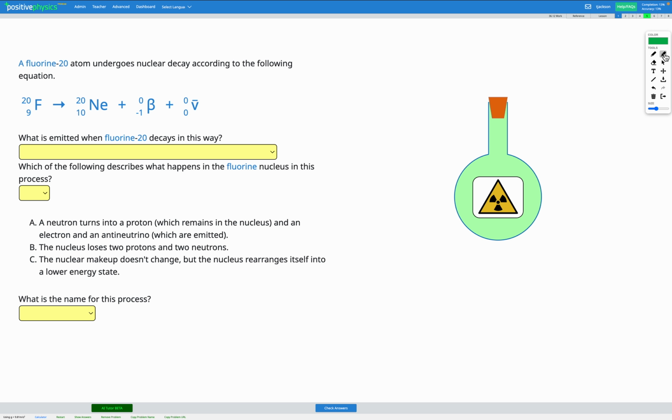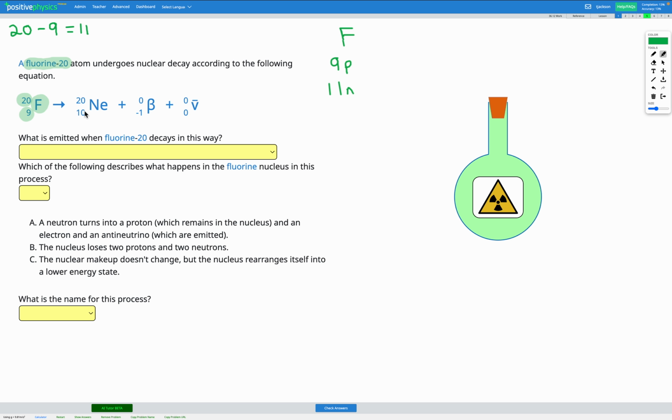In this question, we have a fluorine-20 atom. It undergoes nuclear decay according to the following equation. So let's figure out what's going on. We're starting with a fluorine atom that has an atomic number of 9 and a mass number of 20. So we've got our fluorine. The atomic number of 9 means we have 9 protons. Our mass number of 20 means we have 20 protons and neutrons together. If we subtract the atomic number, which is the number of protons, that gets us 11 neutrons. So fluorine's made up of 9 protons and 11 neutrons.